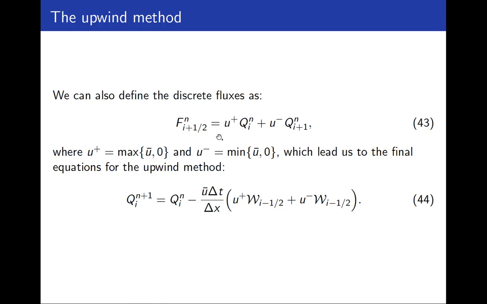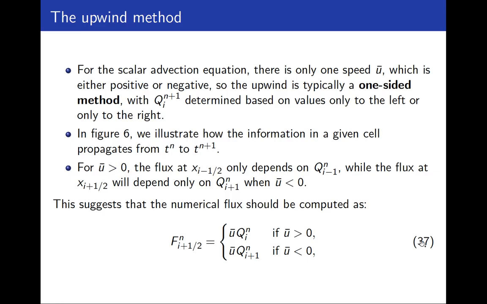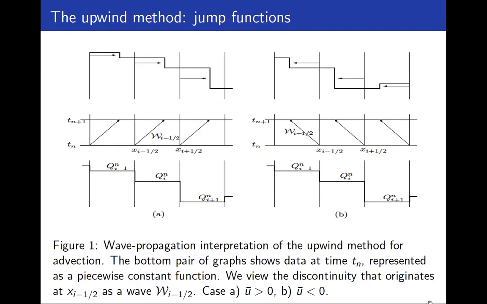So you can define the flux as this with equation 43, where U positive is just the max value between U bar and 0, and U negative is just the minimum between U bar and 0. So this is the general equation of the Upwind method. So this equation can be simplified to the equations 38 and 39, and equation 41 and 42.